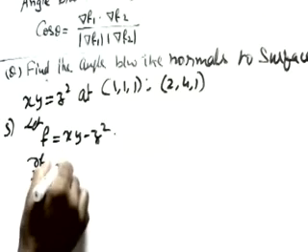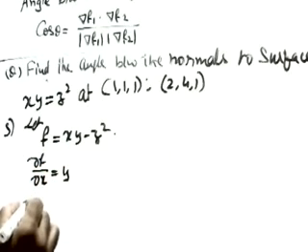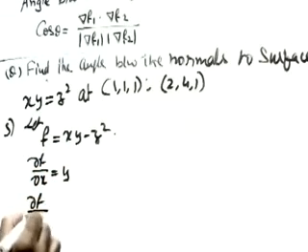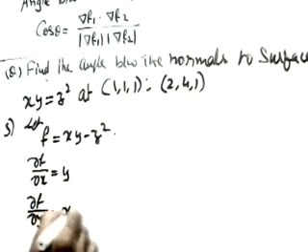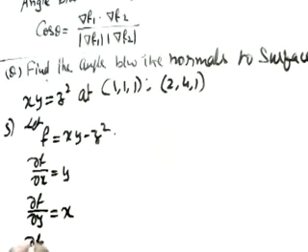Dou f by dou x: d by dx of x is 1, 1 into y is y. In the same way, dou f by dou y of xy with respect to y is 1, 1 into x is x. Now dou f by dou z with respect to z is minus 2z.